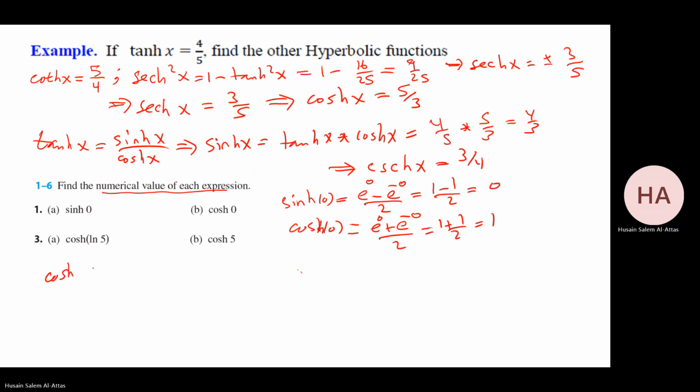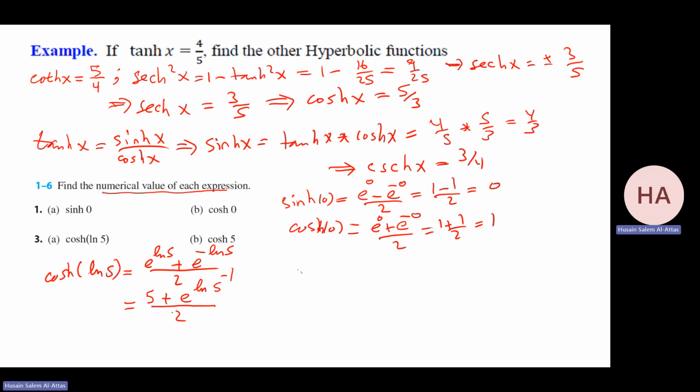Cosine hyperbolic of ln 5, that will be e to the ln 5 plus e to the minus ln 5 over 2. Can I simplify it? Yes, because e to the power ln 5 will be 5, plus e to the power ln 5 to the power minus 1, which is 1 over 5. So that gives me 5 plus 1 over 5, over 2. And that is 25 plus 1 over 10. That's 26 over 10. That's 13 over 5.